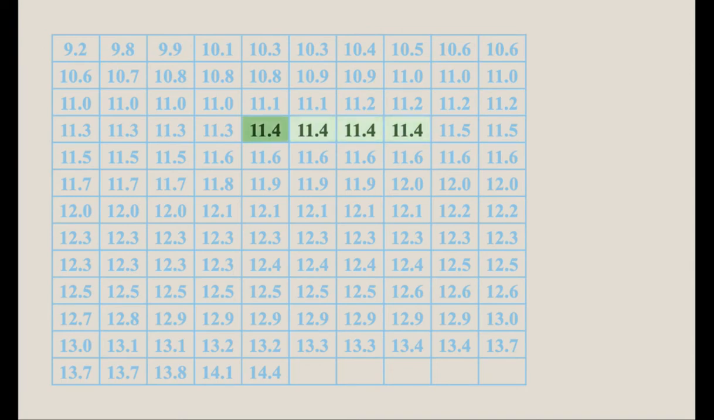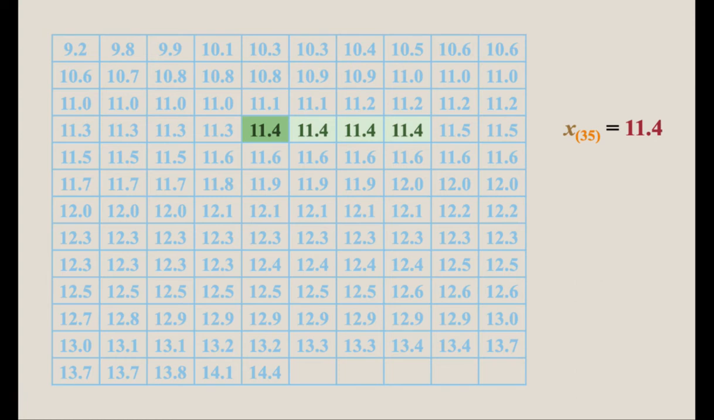Furthermore, we note that the first 11.4 shows up at position number 35. We can tell this because there are 10 values in each row. Using our new notation, we can write the following: X sub parenthesis 35 equals 11.4, which means the 35th value in the ordered dataset is 11.4.